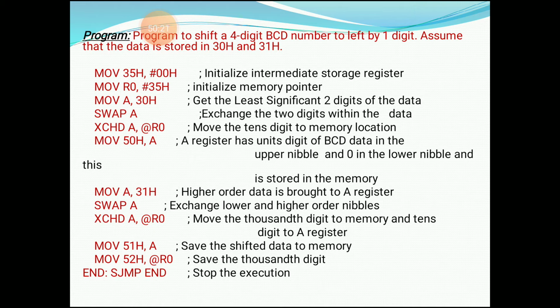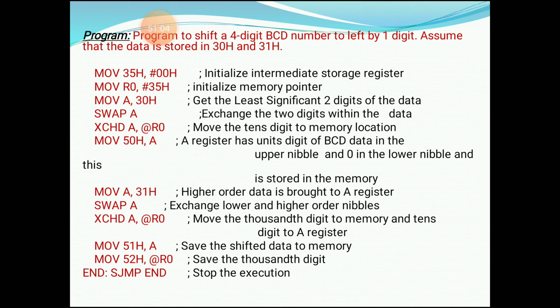Now next one, MOV A, 31H. Next, the higher byte, that is the 12 BCD number, is loaded into the accumulator, and the content 12 becomes 21 by using the SWAP A instruction, and we perform the exchange operation, XCHD A, @R0. Now A contains 21 and @R0 contains 03. So after the operation, A contains 23 and @R0 contains 01. Now the accumulator, which contains 23, is copied to 51H. So now 50H contains 40 and 51H contains 23. So this is the result 2340 stored in two locations, 50H and 51H.